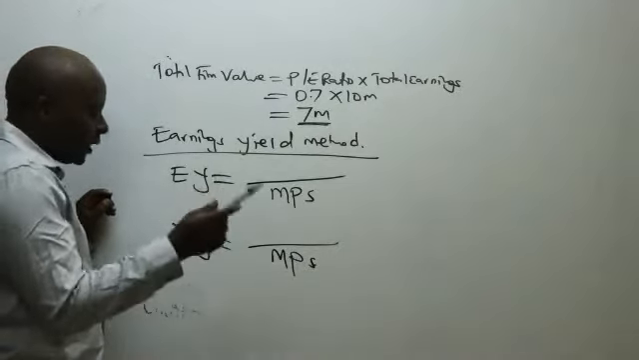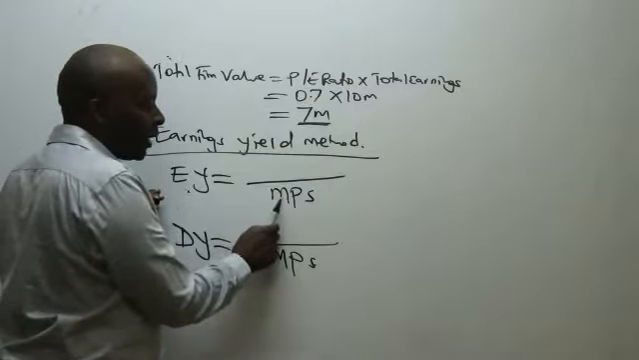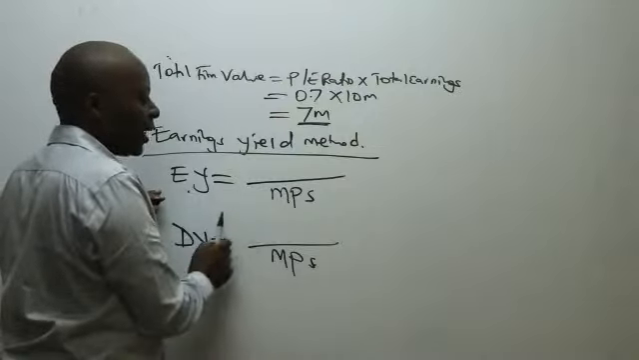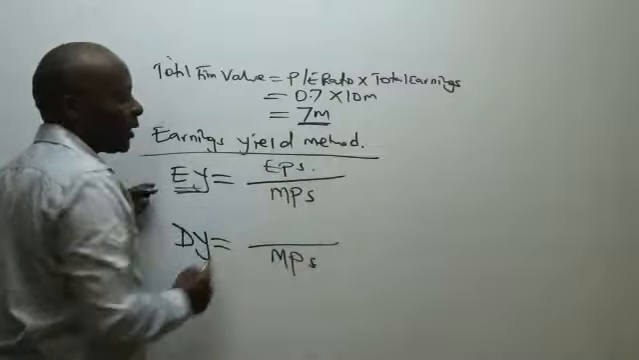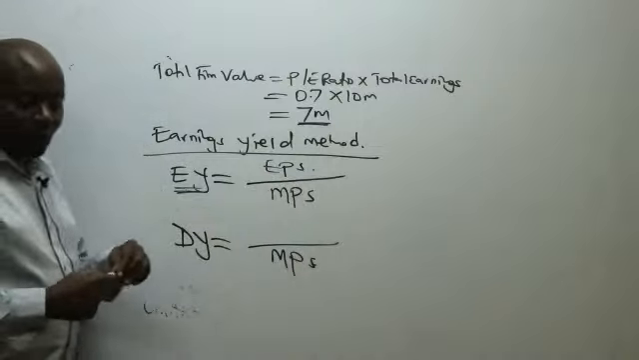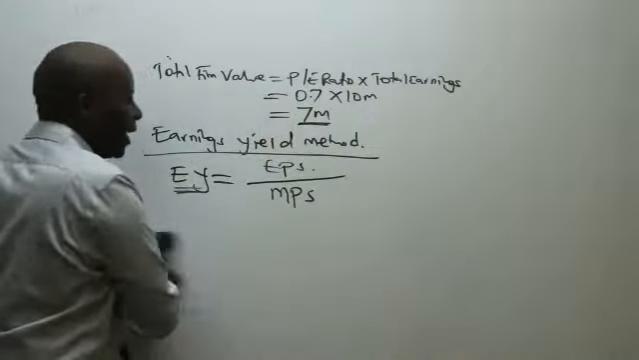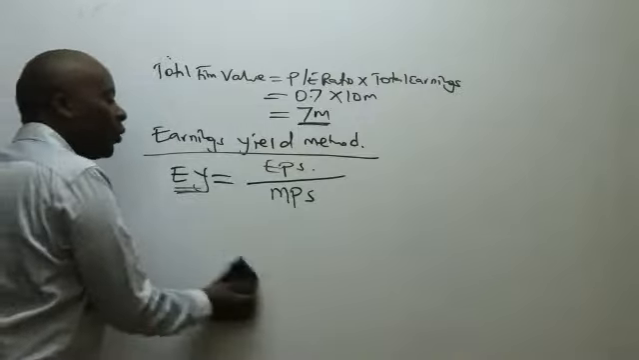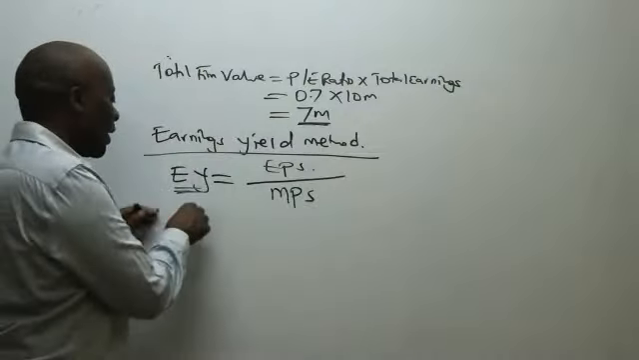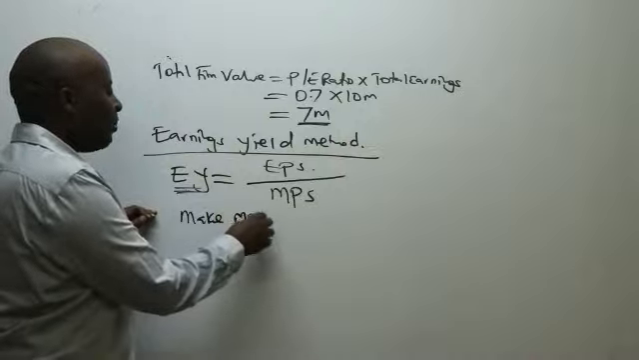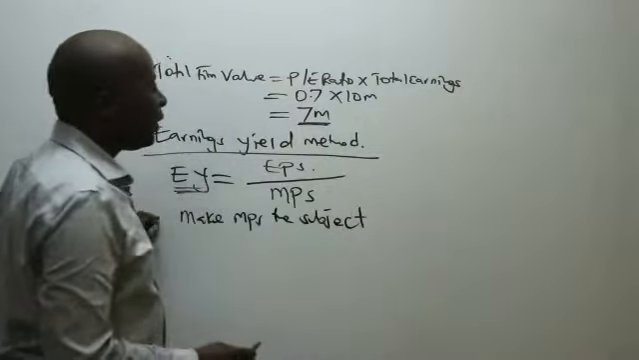Per share. Now listen to me very well. When they talk of earnings yield, we know in the denominator we have MPS. But how about the numerator? Because it's an earnings yield, here we shall have what we call EPS. That is the formula for getting earnings yield. And because they would want us to use this earnings yield method to get firm value, please go ahead and make MPS the subject of the formula.